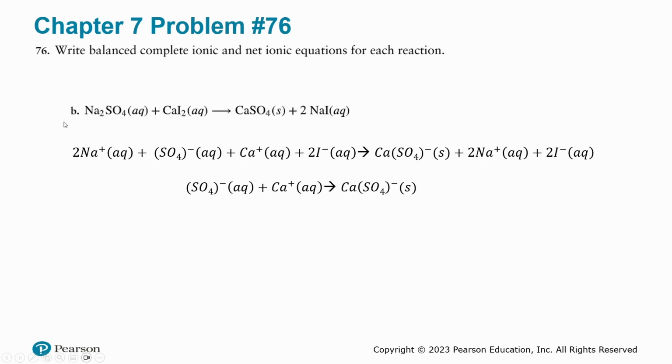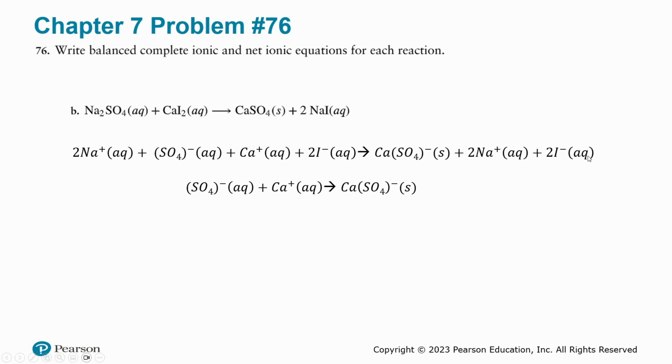Moving to the next one, kind of same idea. We want to ionize every single species. However, when we have sodium sulfate here, there's one molecule of sodium sulfate, but there's 2 atoms of sodium in it, 2 sodium ions. So we want to put the 2 as a leading coefficient, not the subscript.